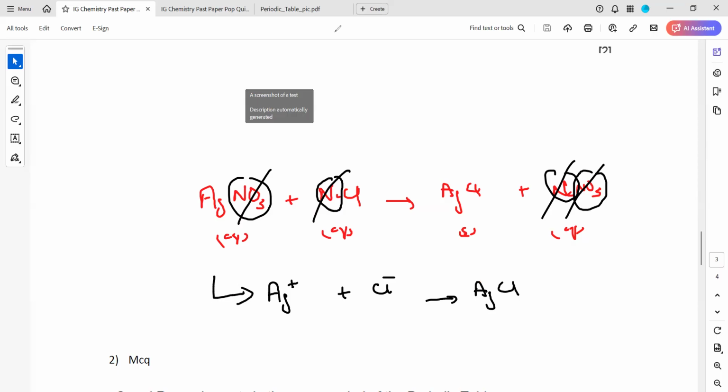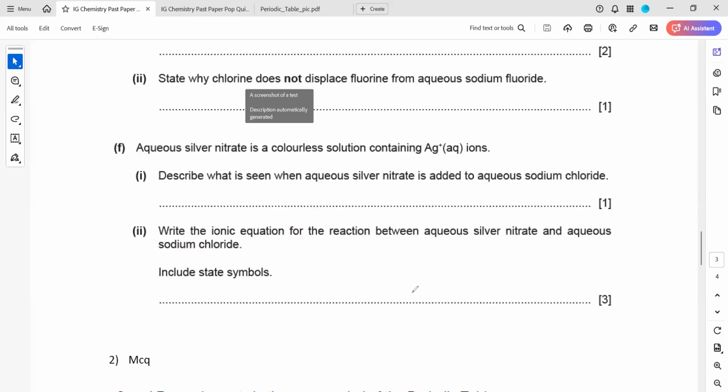So the simple way to write the answer for an ionic equation for a precipitate: first, you write the formula of the precipitate. For any formula, if it is solid, it will not be split into ions. So simply you write the formula for the precipitate, like here AgCl is a precipitate, so it contains Ag plus ion and Cl minus ion. That's it. And state symbols: aqueous, aqueous, and solid.